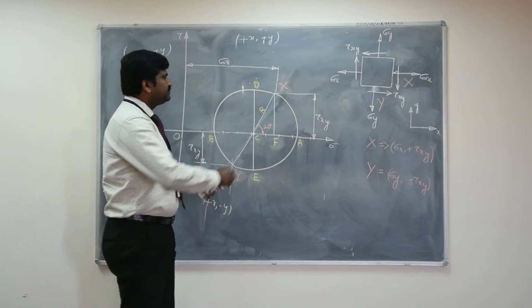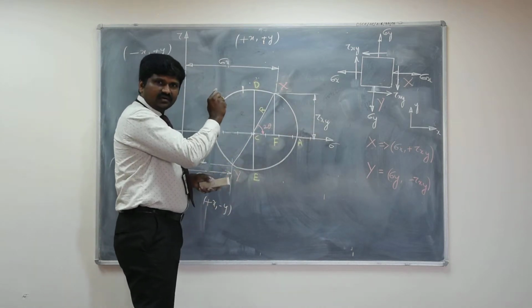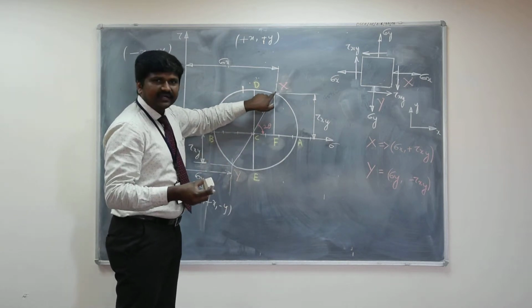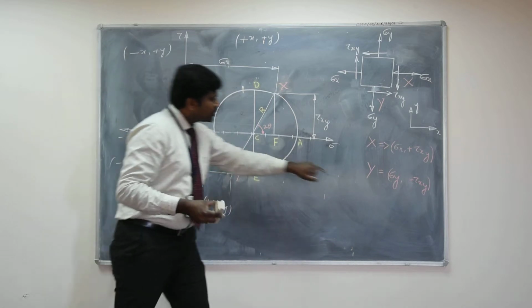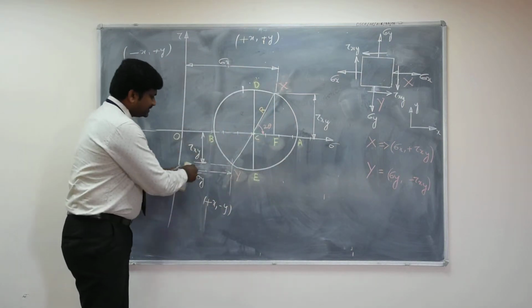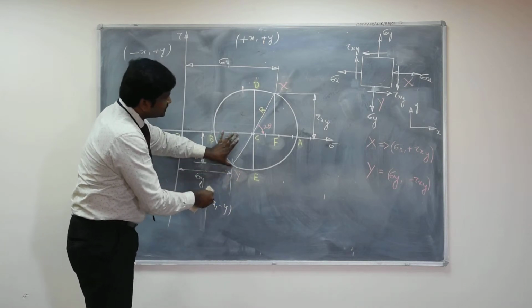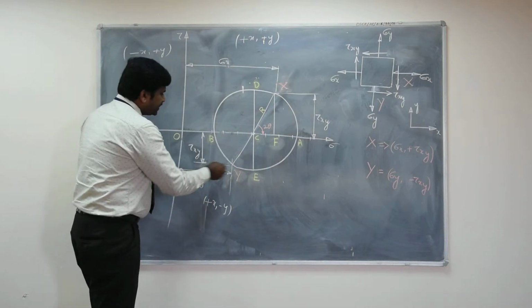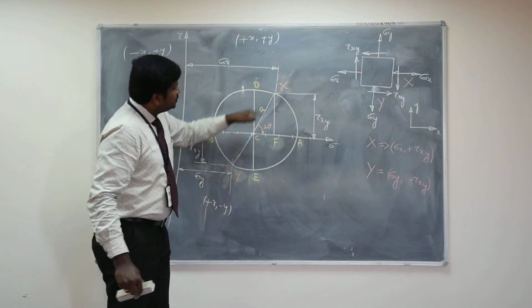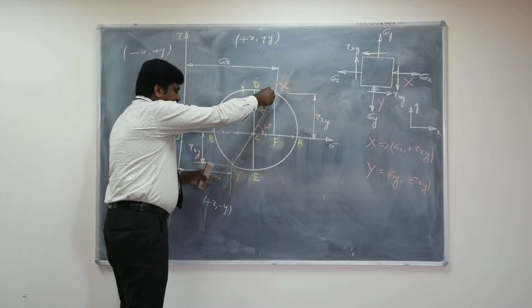Initially, what we do is first locate a point in the Cartesian coordinate system. Let us assume that we have located the point x here. Similarly, locate the point y. The point y is here. This distance is sigma y, and this distance is tau xy. After locating the points x and y, you join them. So draw a line from here to here.